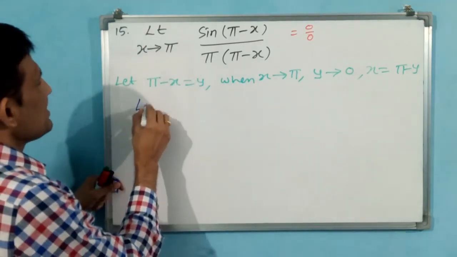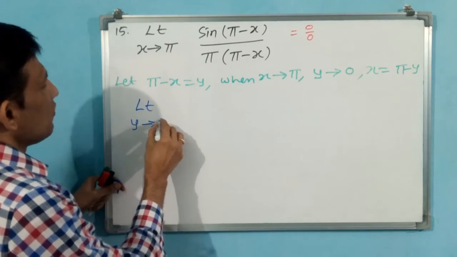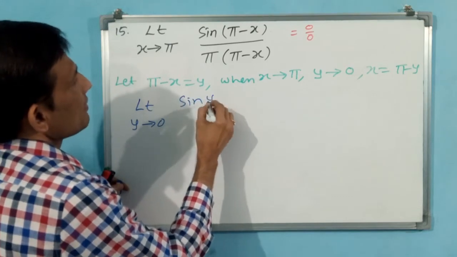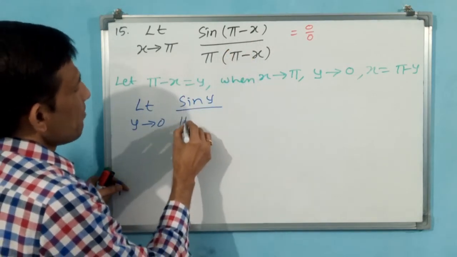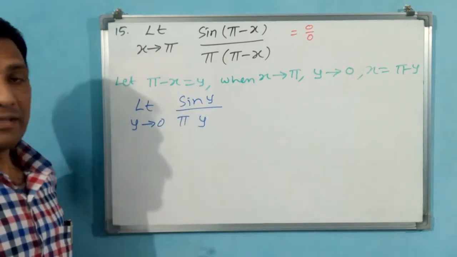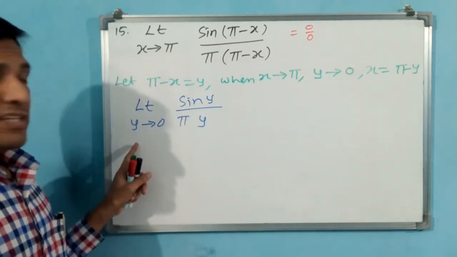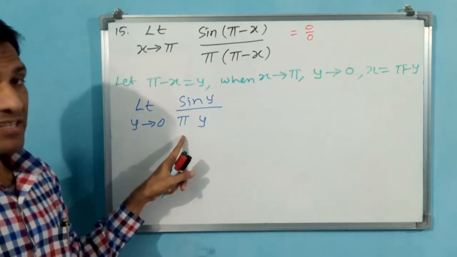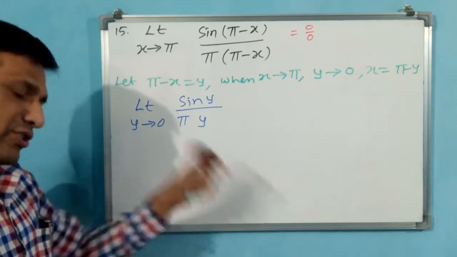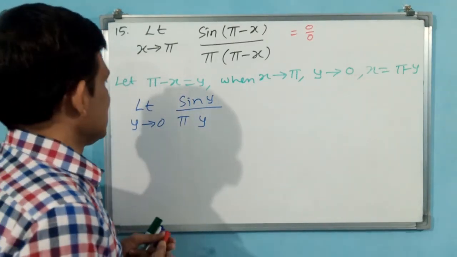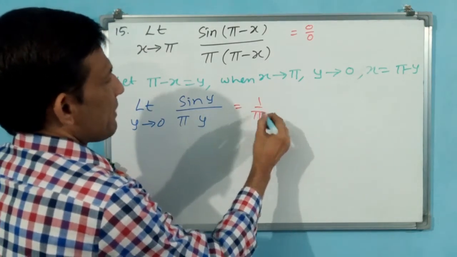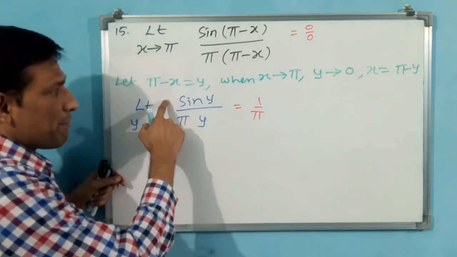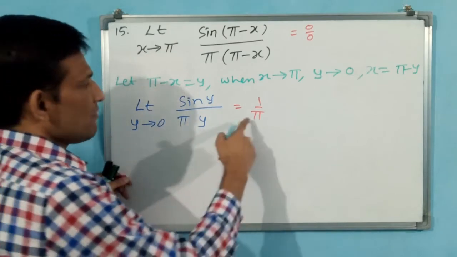How to change? See, limit y tends to 0, sin y by pi into y. Is it okay? See, this is like limit x tends to 0, sin x by x. But here pi is extra. But that pi is a scalar, constant. You take it out first. See what I am doing. That is equal to 1 by pi I have taken outside. Okay, this is a scalar. See, pi y is there means you cannot take, but pi into sin y means also you can take outside. Okay, 1 by pi I have taken.